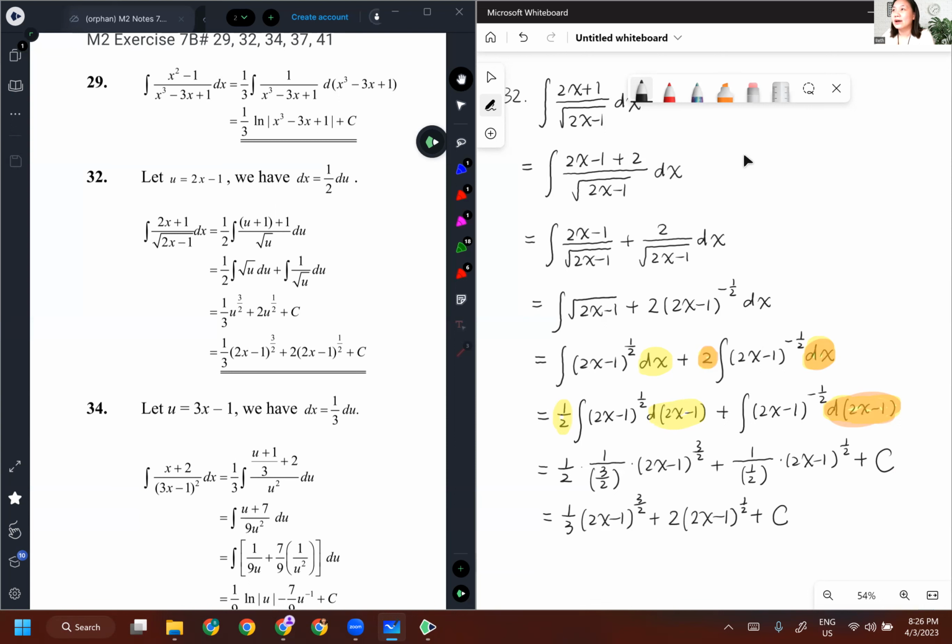Now we have these two methods side by side. You can see this one is much shorter, and it's not a very difficult substitution. In terms of calculation, I think they're equivalent, but this one is just much shorter to write.